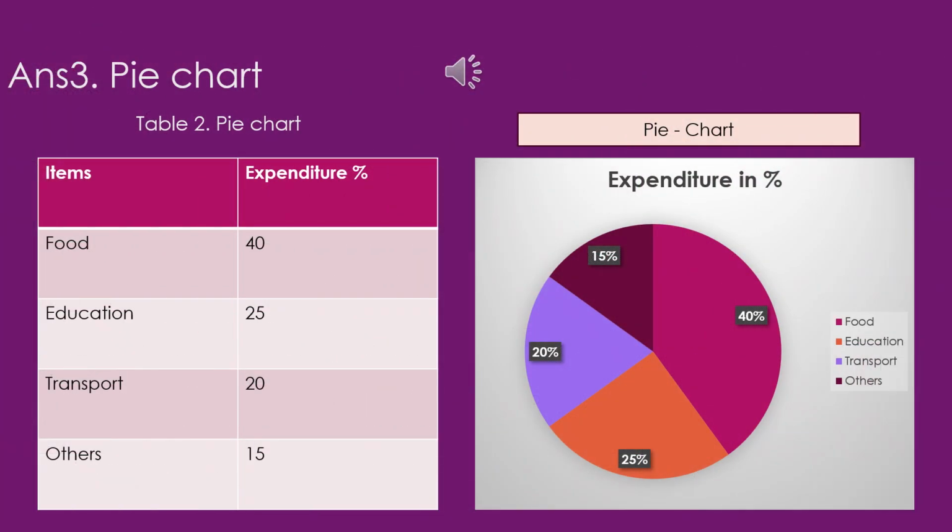Now for answer 3, we will have to draw the pie chart for the given table where the items and expenditures are given. For the calculation of a pie chart, we first convert it into percentage or degree, and here the expenditure is already given in percentage. So we only have to put the values and then draw the graph as per the percentages given. We have drawn it and found the different percentages of food, education, transport and others, which are the items, presented in the pie chart.